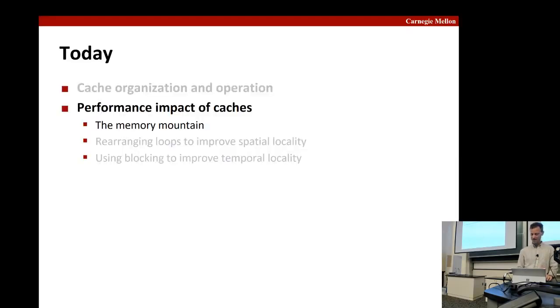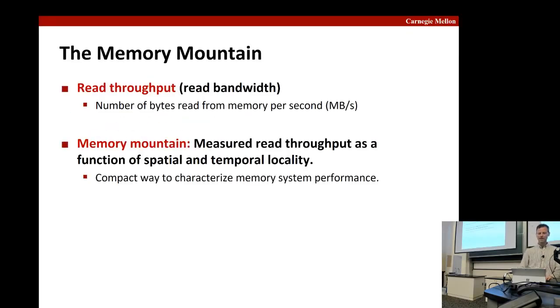Okay, so let's talk about the performance impact of caches. The cover of your book shows a picture of a memory mountain. Randy covered this on the first day of class, but this is how it's generated. What it's showing is read throughput, the bandwidth you're able to get, the number of bytes read from memory per second across different settings. The memory mountain shows this read throughput as a function of things that capture spatial locality and temporal locality.